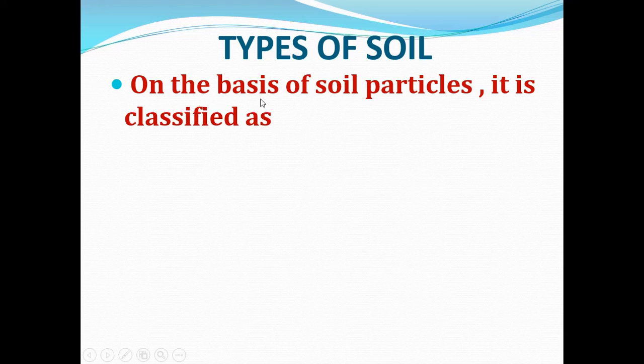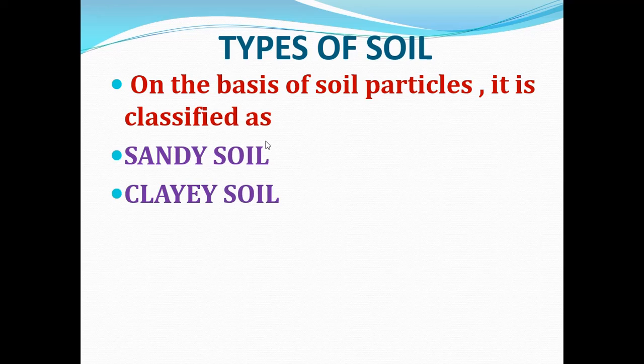On the basis of soil particles, it is classified as sandy soil, clay soil and loamy soil. Okay, so based on the presence of soil particles, soil can be classified into three types. What are they, children? Sandy soil, clay soil, loamy soil. First one is sandy soil. So now let us learn how it is formed and what are the characteristics of sandy soil.